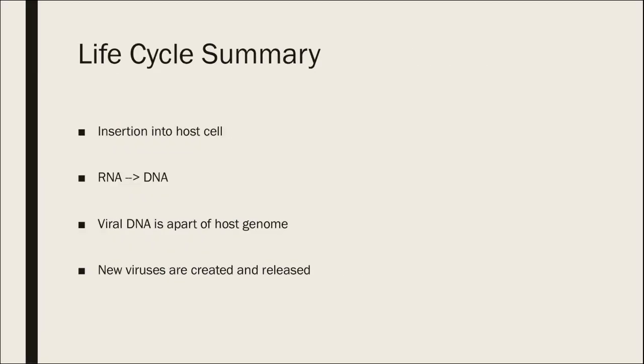Finally, let's summarize the life cycle of the retrovirus. First, the retrovirus enters the host cell, then its RNA gets converted into DNA via reverse transcriptase. Then that DNA becomes a part of the host genome, and once it's integrated, the host cell starts producing more viral parts. Those parts then get assembled into new retroviruses, and then the virus is released and can infect other cells, repeating the cycle over and over again.